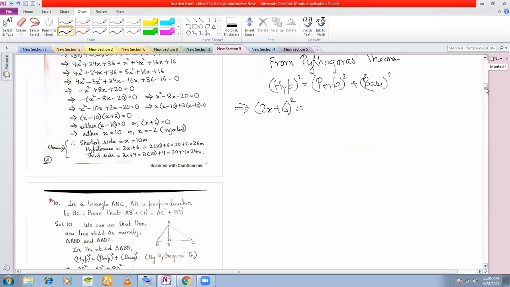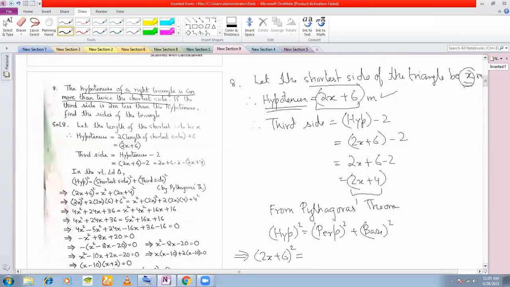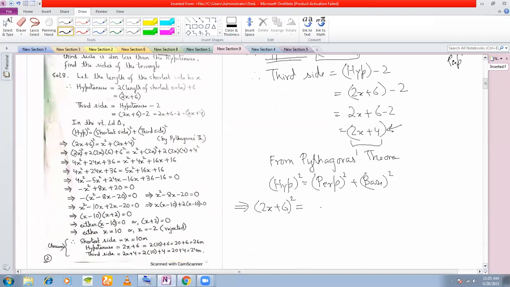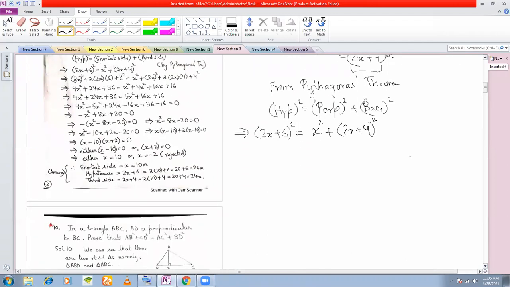Now perpendicular and base, you can take any two. You can take the shortest side as your perpendicular. Here, this you can take as your perpendicular. You can take it as your base also, no problem. And the third side you can take as your base, right? So any way you want, you can take x plus 2x plus 4 whole square, right? Now this is an equation that we are getting. We need to solve this equation.